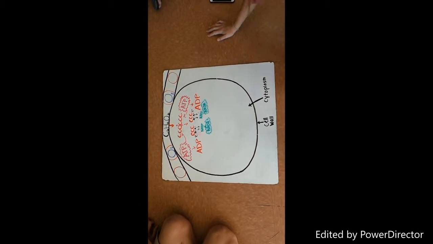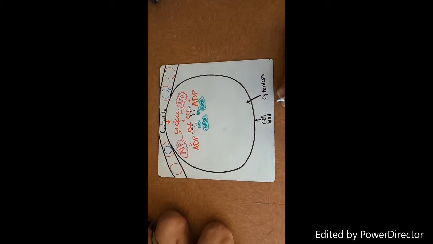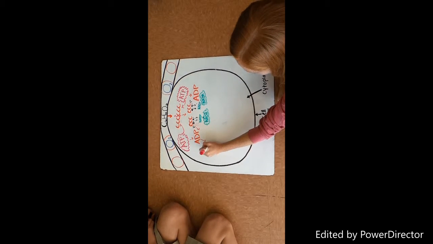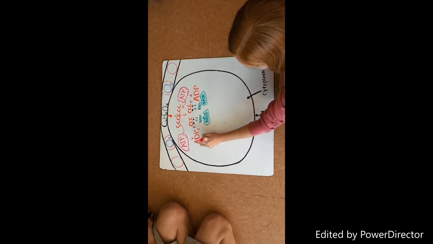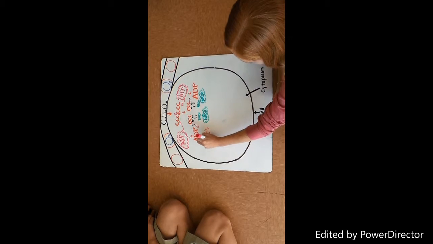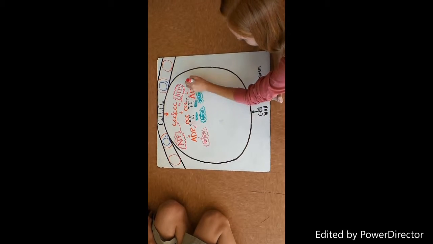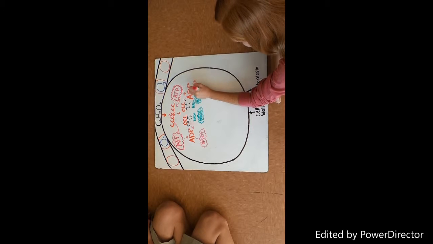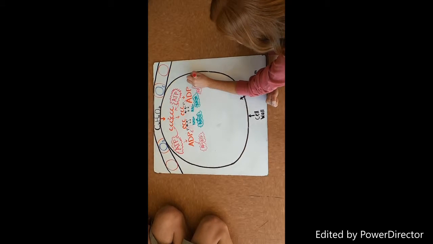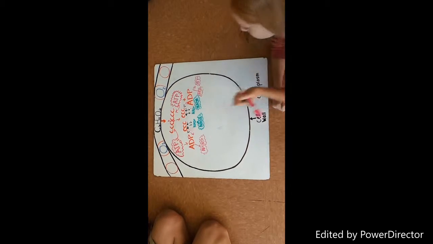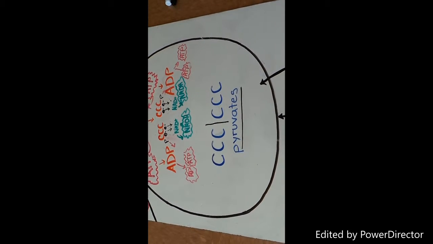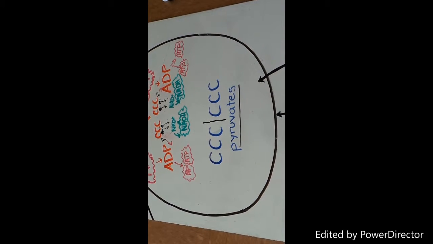The phosphates that were added are removed. This energy is used to make 4 ATPs. These reactions produce 2 3-carbon molecules, also known as pyruvates.